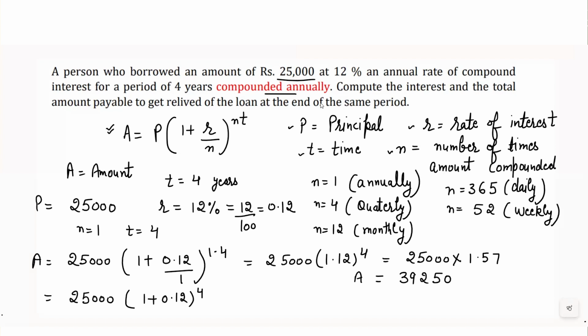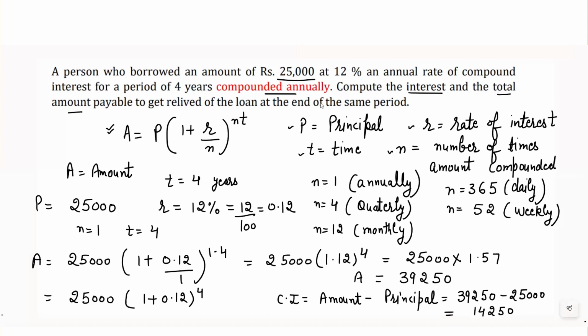Now in the question, the total amount we have already calculated. Now we need to find the value of interest, compute the interest. For the compound interest, the formula is amount minus principal. So we will use this formula and calculate how much compound interest is in this particular question. 39,250 is the amount minus 25,000 is the principal amount. When I solve it, I will get 14,250 rupees. So the interest for this particular question is 14,250.